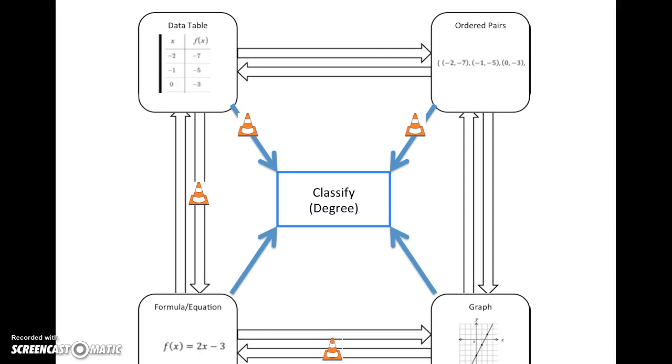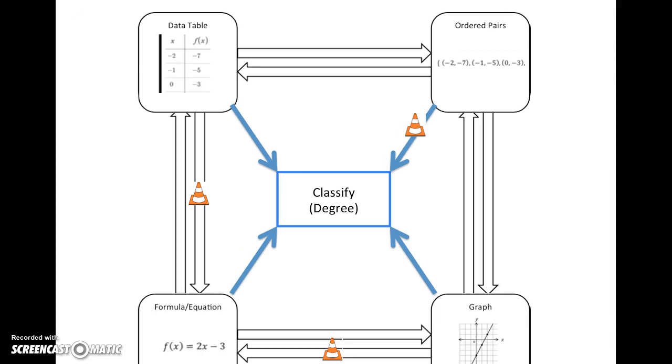Before we move into notes, I just want to remind us of where we are in our map. So last time we were together, we built the road from data table to classifying by degree. And what that means is that now we should be able to classify a polynomial function if given its data table.